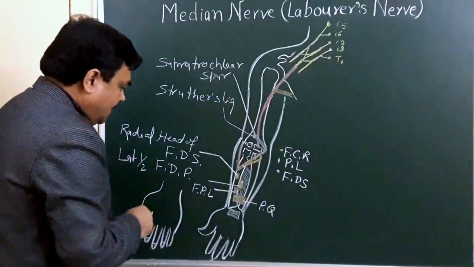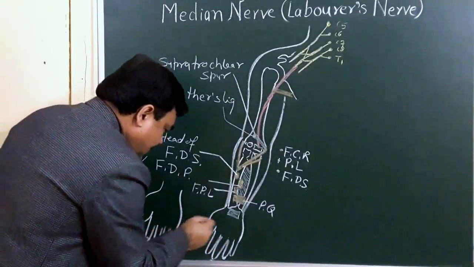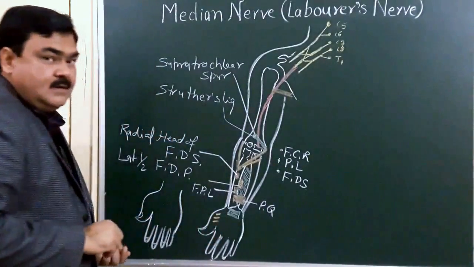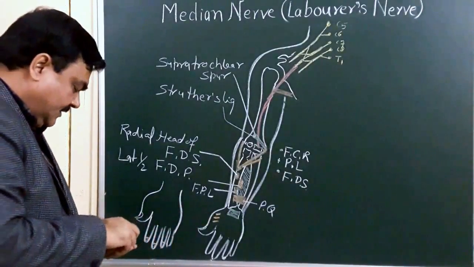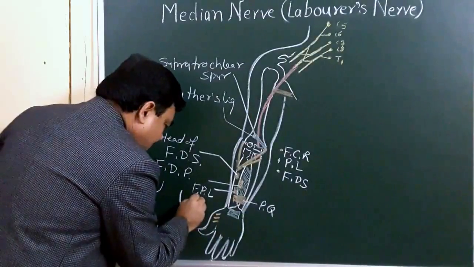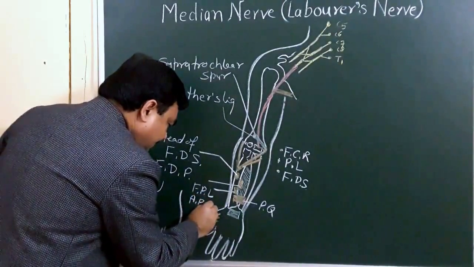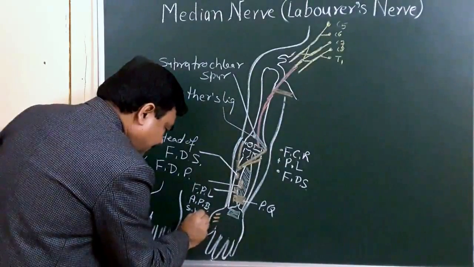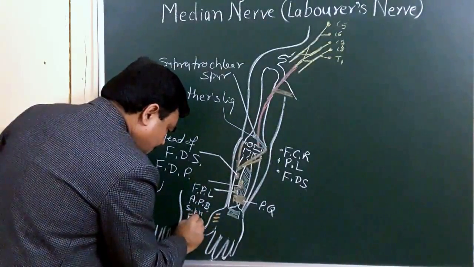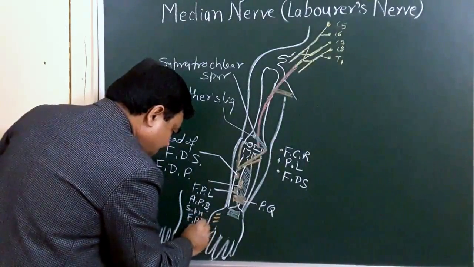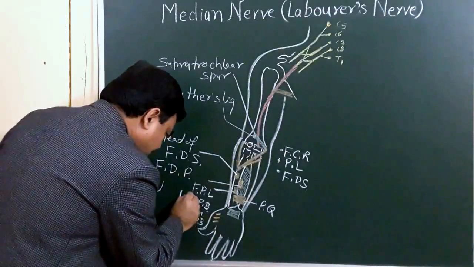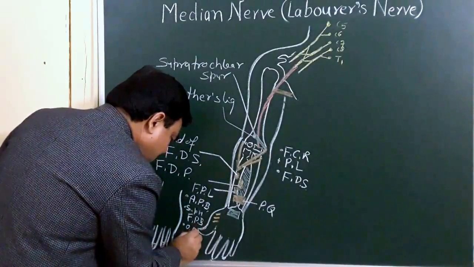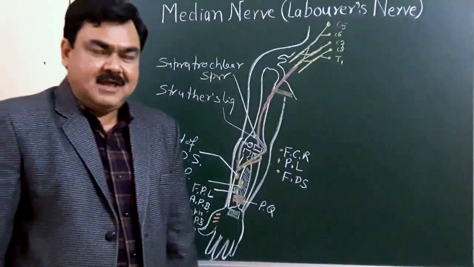Now, another thing, here are three muscles of the thenar eminence. These muscles are abductor pollicis brevis, the superficial head of flexor pollicis brevis, and opponens pollicis. So these are three muscles of the thenar eminence.